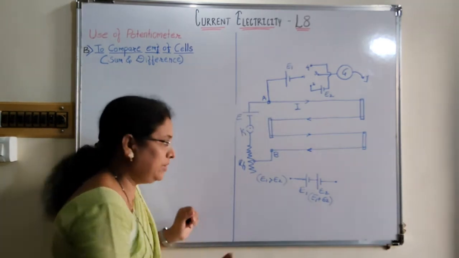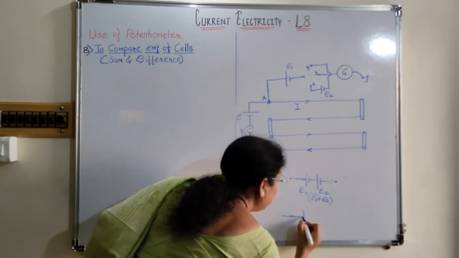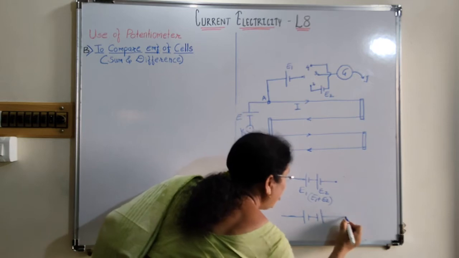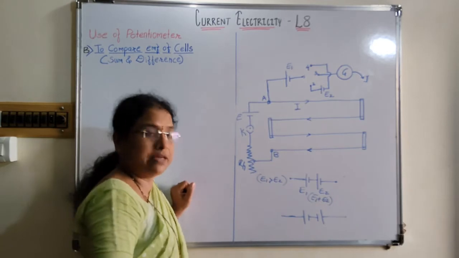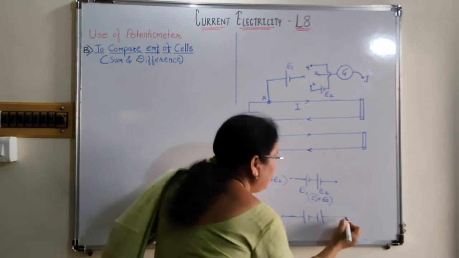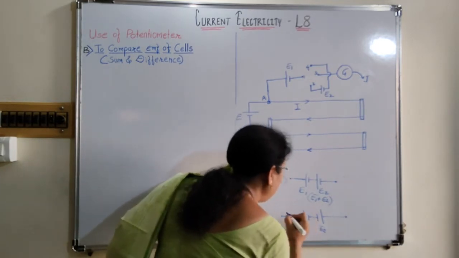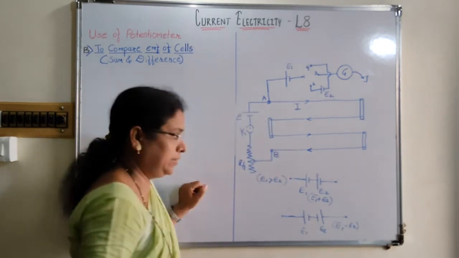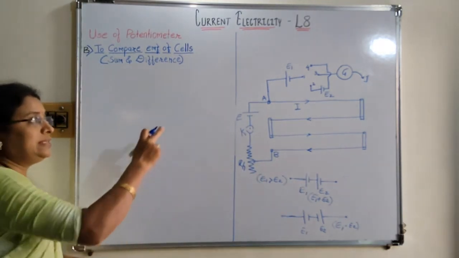And in the second method we connect the cells in such a way that, see here, the positive terminal of the first cell is connected to the positive terminal of the second cell, or the negative terminal of the first cell to the negative terminal of the second cell. Means here we connect the like terminals to each other. Then we get here the EMF, this is E1 and this is E2. The total EMF between these 2 points is E1 minus E2, that is the difference of EMF. Here we get E1 plus E2, here we get E1 minus E2. So we connect these cells here in this way.